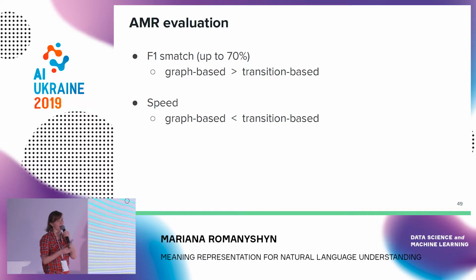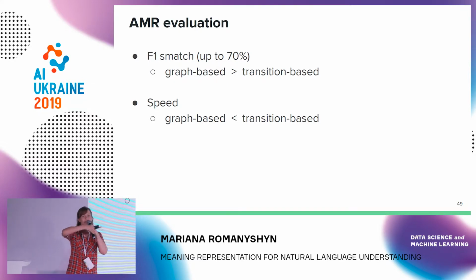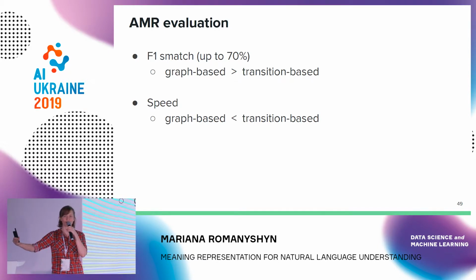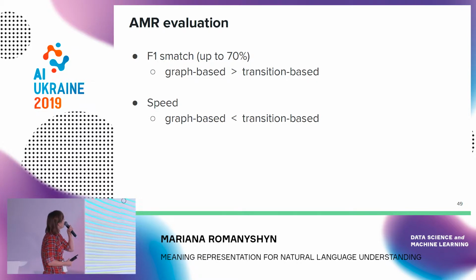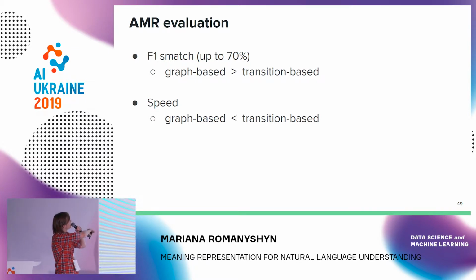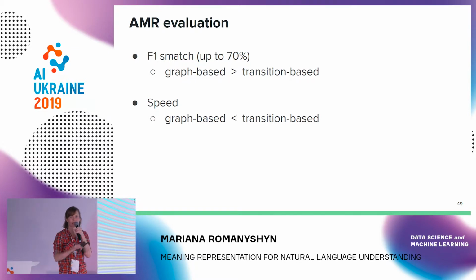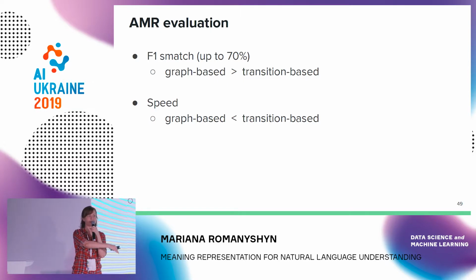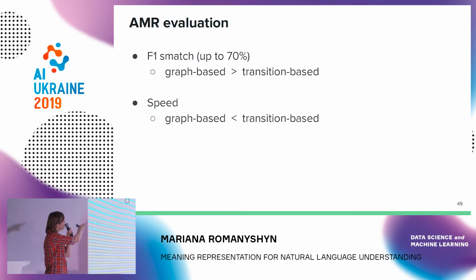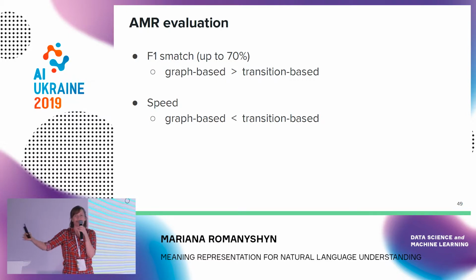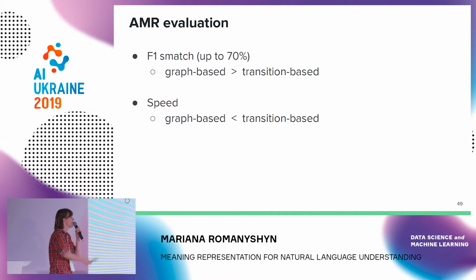If we talk about the quality, currently graph-based work better than transition-based, since you build this dense graph, you can find long-distance relations better, right? Graph-based algorithms currently reach up to 70% F-score using this Smatch metric. But speed-wise, transition-based algorithms are much, much faster because they work, in the worst case, in linear time. You just traverse the tree once, right? You don't have to do this searching of the maximum spanning connected graph.